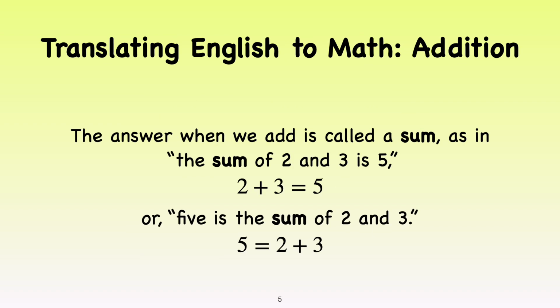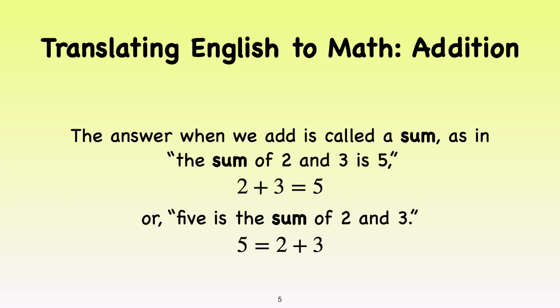This lesson is about addition and how we translate English to math. First, when you add, the answer is called a sum, as in, the sum of 2 and 3 is 5. We could also say 5 is the sum of 2 and 3. Notice that the word "is" is represented in math by an equals sign. It's the verb. Other things that could be translated to equals might be most forms of the verb to be, such as is, was, were, are, will be, and sometimes would have been, could have been, should have been.